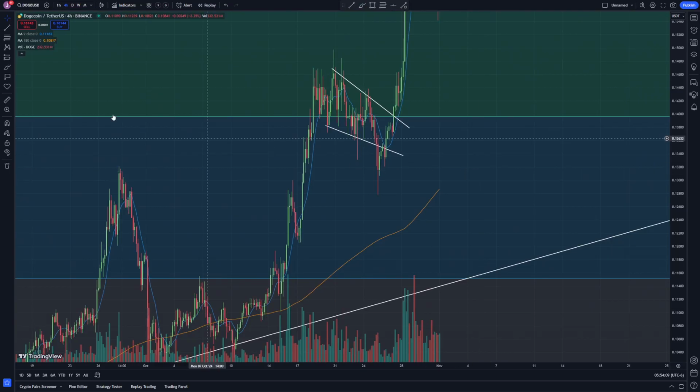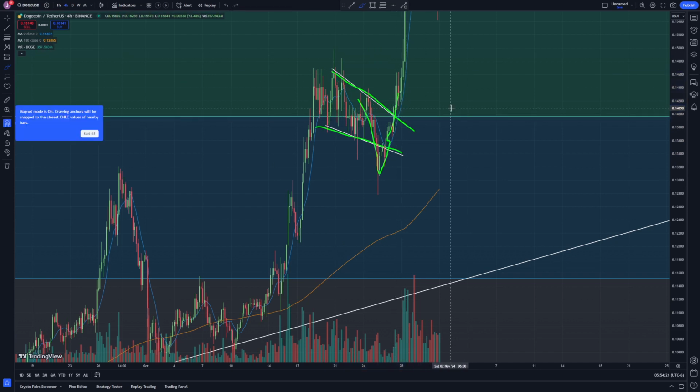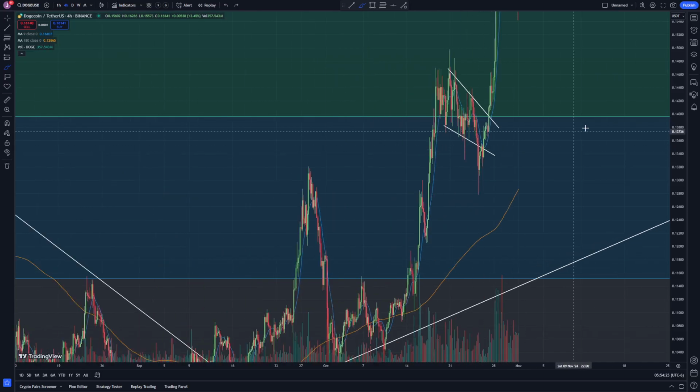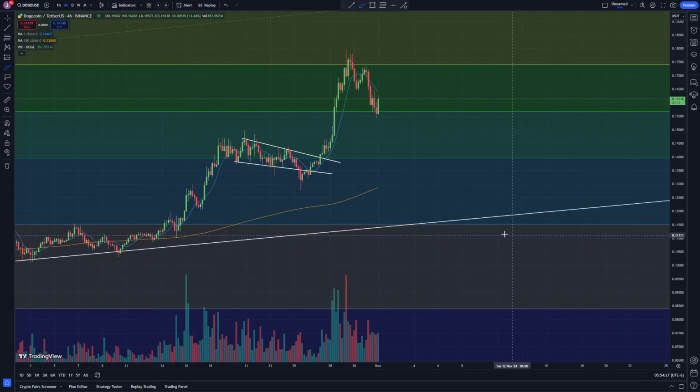Basically what I'm trying to say is we did that over here in a little mini fashion. So we had a little channel pattern. It was getting tighter and tighter. We broke below it, and then we came back into it, and when we broke that resistance, that's when we really started taking off. So what I'm curious is, are we doing the same thing right now?